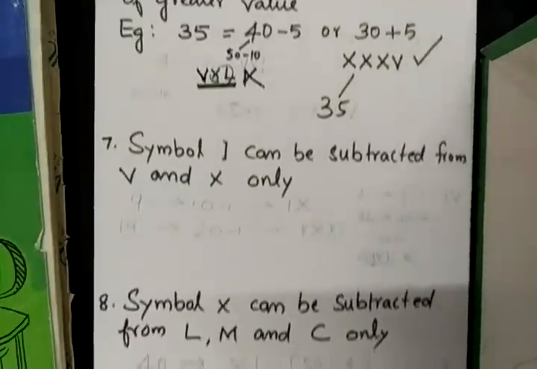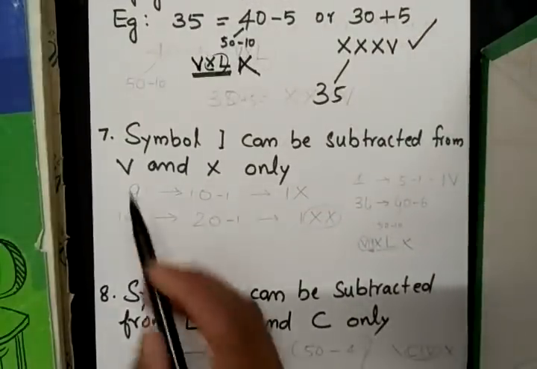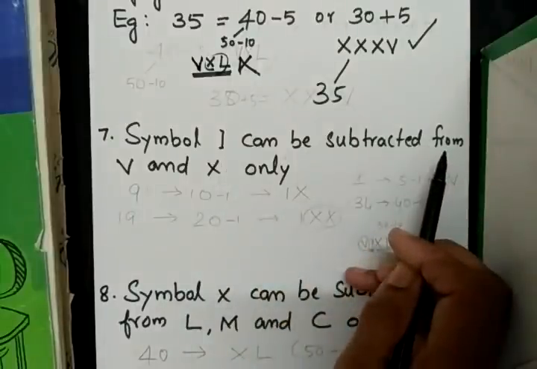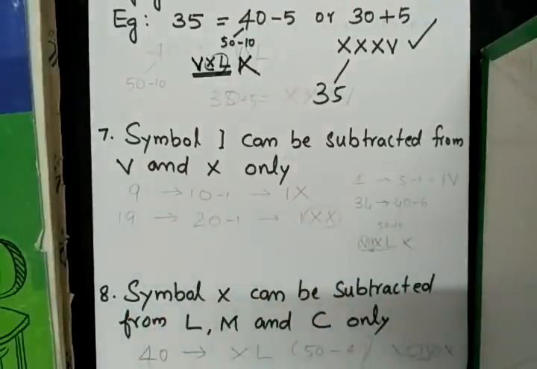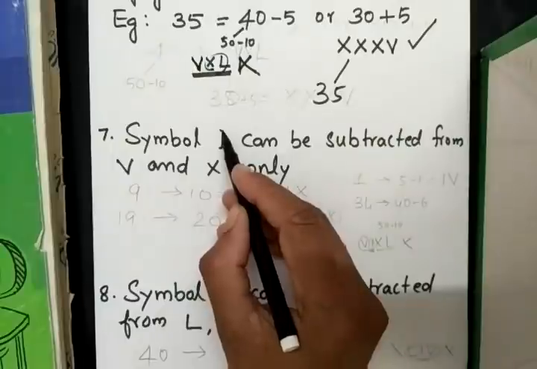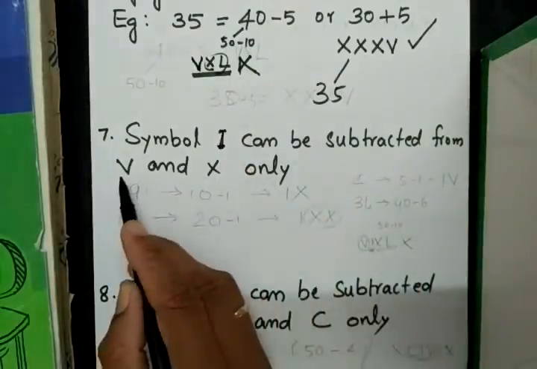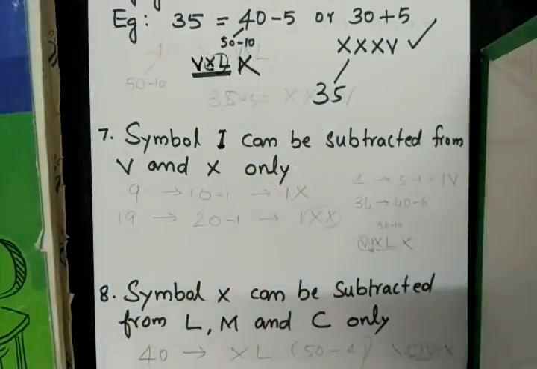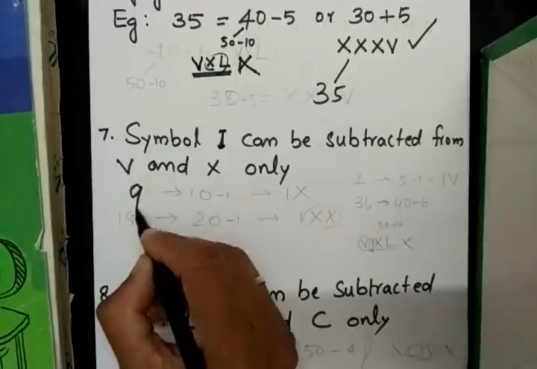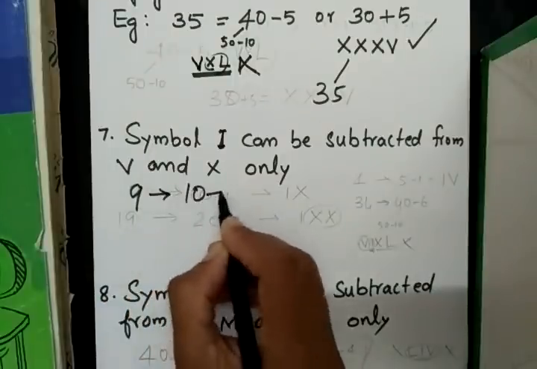Now the 7th rule comes. Symbol I can be subtracted from V and X only. The first one: 1 can be subtracted from V and X only. Not from L, not from C, not from D. All this, no, we cannot write like this. So example 9. How can we write 9? 9 means 10 minus 1.